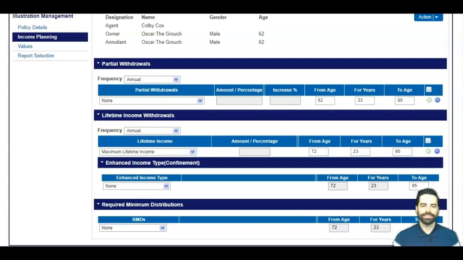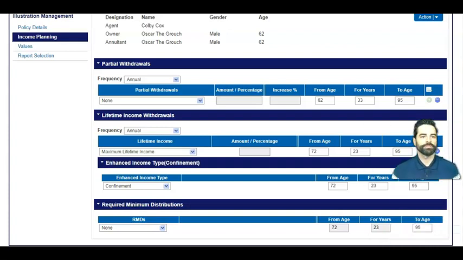And then the enhanced income, remember, that's where if you're confined to care for 180 days, you can double that income for a certain time period. We're going to go confinement. I'm going to go 72 as well. You could change that to 73 or 74 to show the client that as well, but I'm going to keep it at 72. And that's it. That's how you illustrate it. So next, let's take a look at the actual illustration.